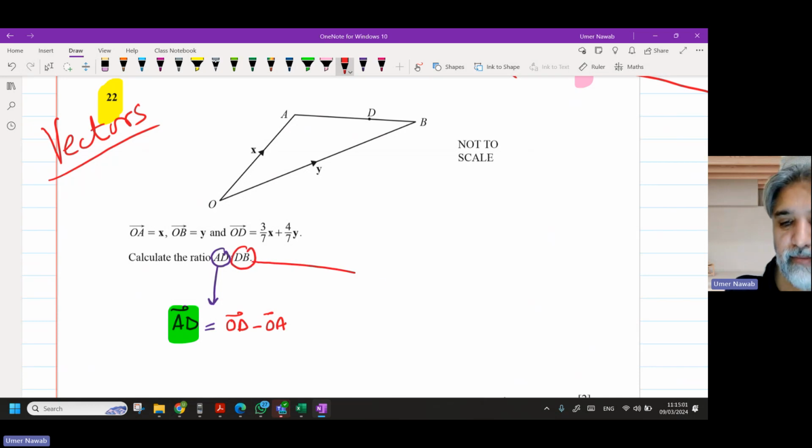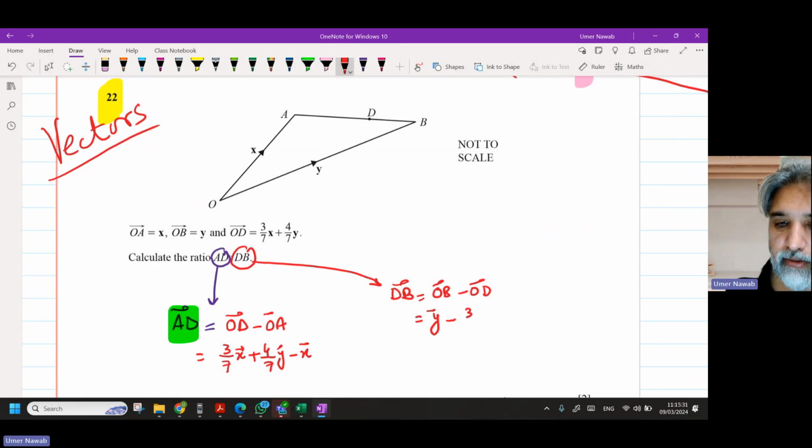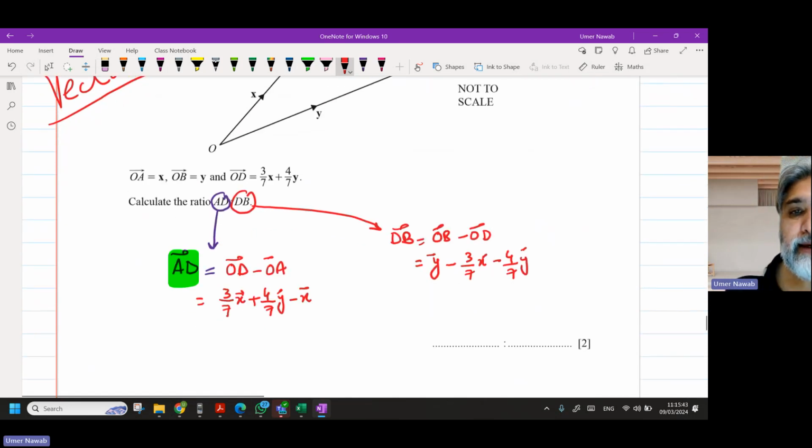And what is DB, guys? DB is equal to OB minus OD. Now, OD is given by him, 3/7x plus 4/7y, minus OA, which is x. And DB is equal to OB, which is y, minus, this minus will change both signs. Don't forget that. So minus 3/7x, and this plus sign will change because there is a bracket here. This minus multiplied with this one, so it becomes minus 4/7y.